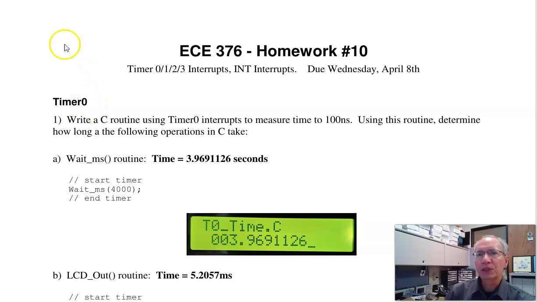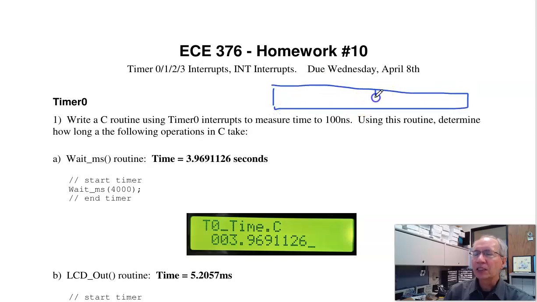Now timer 0 can measure time to 100 nanoseconds, which is really impressive. The way you do that is I've got the timer running in the background. The timer 0 counts every clock. So every clock, this counts, that's 100 nanoseconds. It's a 16-bit counter. So when it wraps around, I'm going to trigger an interrupt.